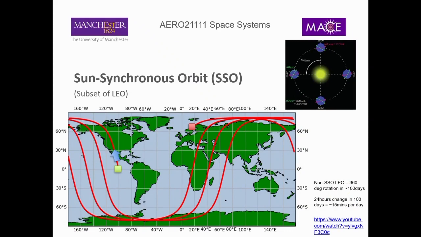Sun synchronous orbits, to make them work, you have to combine your inclination with your altitude very specifically. But what you're generally looking at is somewhere in the high 700s to low 800 kilometer altitudes and an inclination in the range of about 96 to 99 degrees, give or take. You can do it in other places, but that's generally what we use.